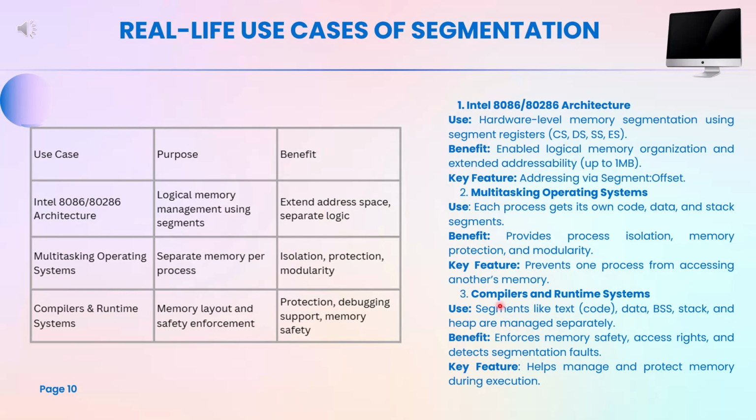Next is compilers and runtime systems. Programs are divided into text, data, BSS, stack, and heap segments. Access rights are enforced for each, helping catch segmentation faults. Its key benefit is memory safety and efficient runtime memory management. So, while modern systems often use segmentation with paging, segmentation still plays a vital role in memory structure, protection, and modularity.